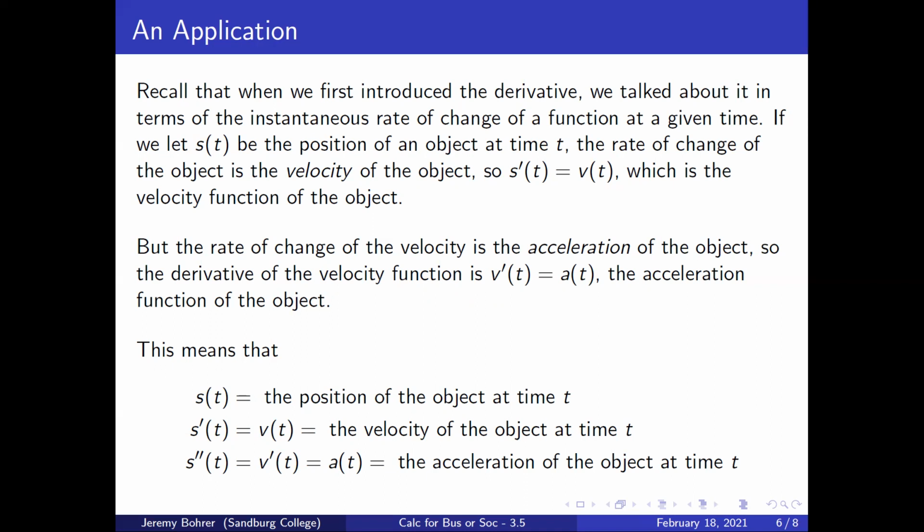But the rate of change of the velocity is the acceleration of the object. So the derivative of the velocity is v prime of t equals a of t, the acceleration function of the object. This means that s of t is the position of the object at time t, s prime of t is v of t, which is the velocity of the object at time t, and s double prime of t is v prime of t, which is a of t, which is the acceleration of the object at time t.